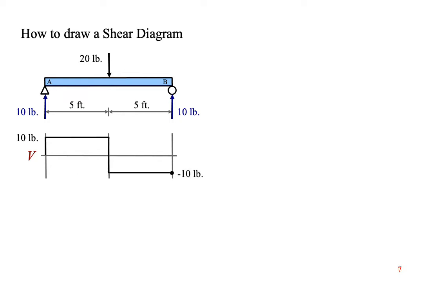Moving further along the beam, there are no loads until we get to point B, so the internal shear load remains at minus 10 pounds. Draw a horizontal line over to point B. Now we have an upward reaction force, R sub B, of 10 pounds. So we go up 10 pounds to get to 0.